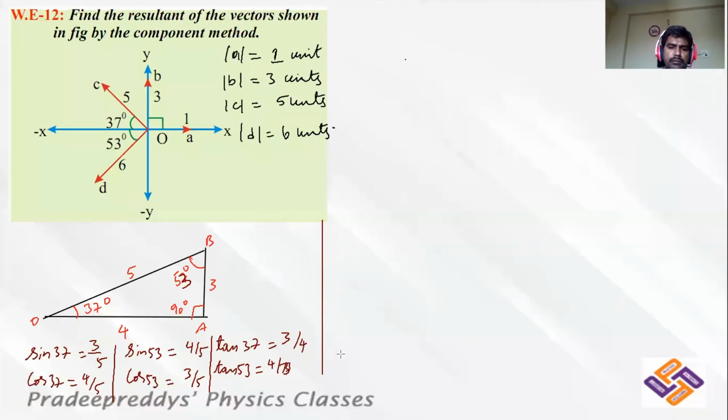Now let us come to this problem. I will be representing all these vectors A bar, B bar, C bar and D bar individually. First, how do I write A bar? A bar is along the x-axis. What is its length? 1. So it is 1 i cap because it is along the x-axis. How do you write B bar? B bar, its magnitude is 3 and it is along the y-axis. Therefore, I can write it as 3 j cap.